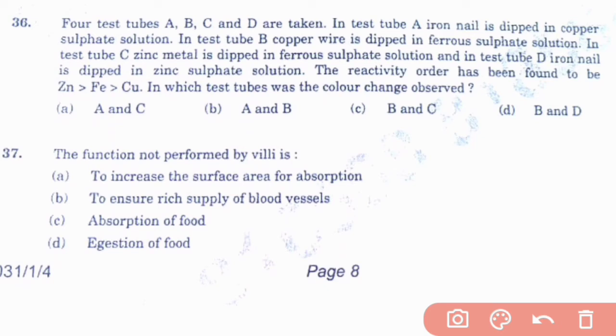So the correct answer is option number A, that is A and C. Question number 37. The function not performed by villi is: option number A, to increase the surface area for absorption; option number B, to ensure rich supply of blood vessels; option number C, absorption of food; option number D, egestion of food. So the correct answer is option number D, egestion of food.